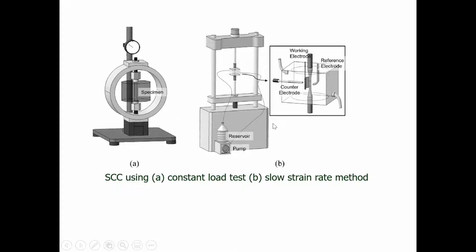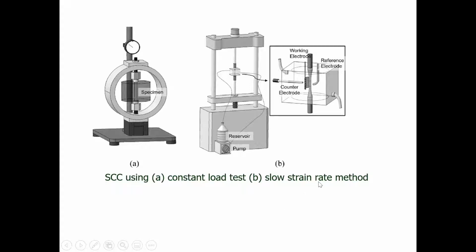The one on the right-hand side, the B test, is called the slow strain rate method. And what we do here is, instead of putting a constant load on it, we increase the load all the time until eventually the material does break. But we need to put it into a crosshead testing machine like this to make it do that.